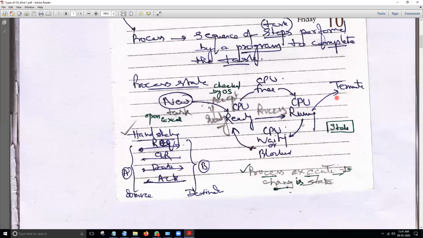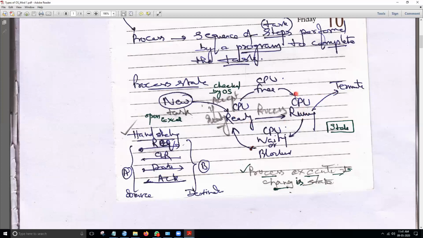Once the input output completes the activity, it will send it back to the CPU, then the CPU sends it to terminate. If suppose input output is very busy, the CPU will put that one into the waiting state or the blocked state. Once the waiting and blocking is completed, it will go to ready, and again it will go to the CPU. Like that, this is the process.